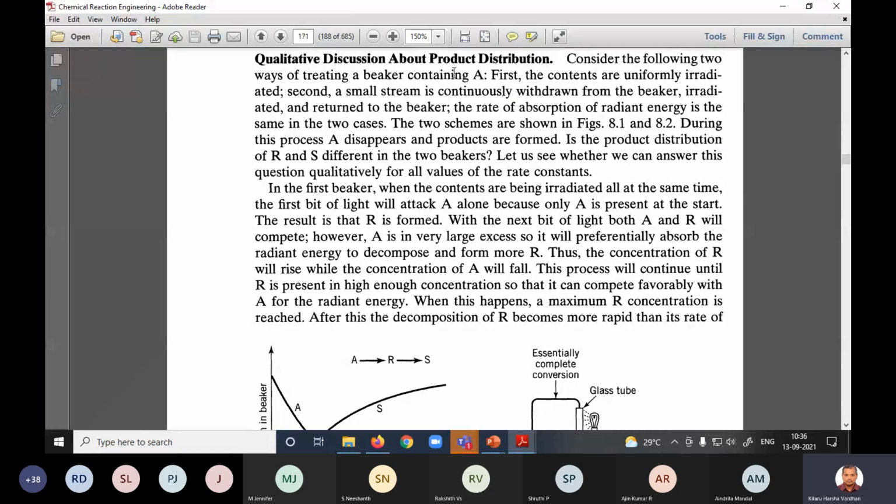Consider the two ways of reacting. First, the contents are uniformly irradiated. The second, a small stream is continuously withdrawn from the beaker, irradiated, and returned to the beaker. The rate of absorption of the radiant energy is the same in both cases. The schemes are shown. During the process, A disappears and the products are formed. Is the product distribution of R and S different in these two beakers?